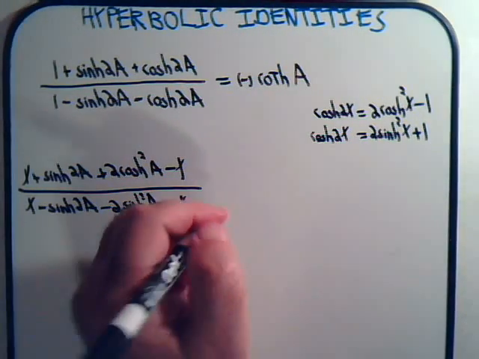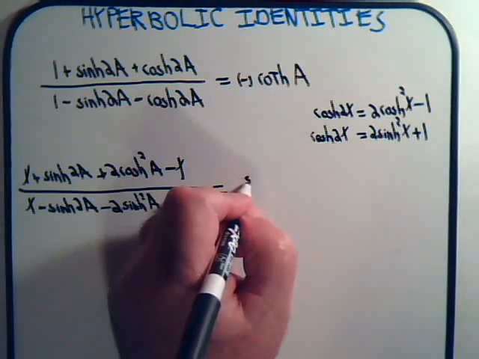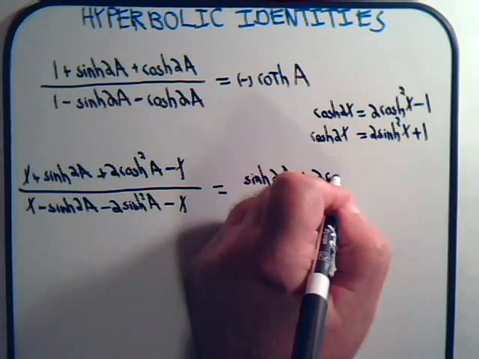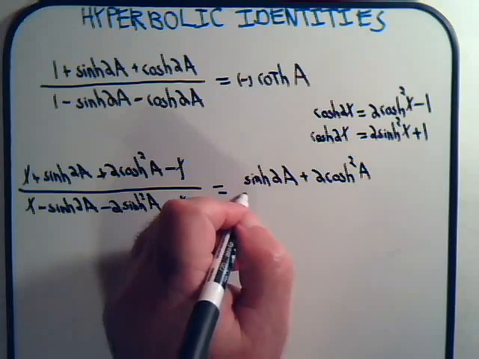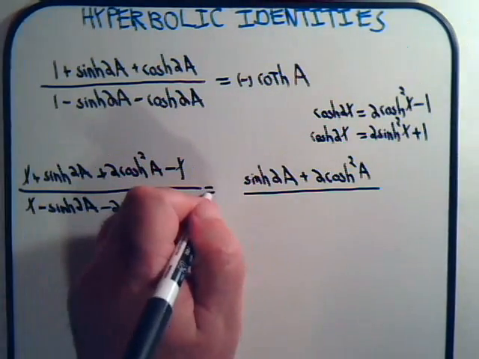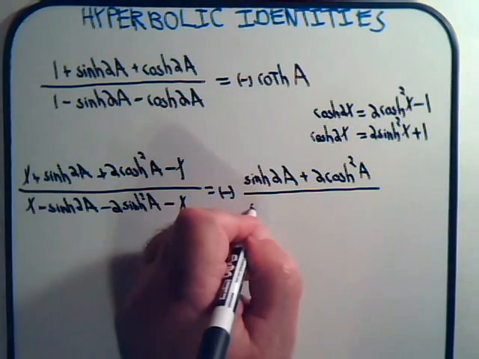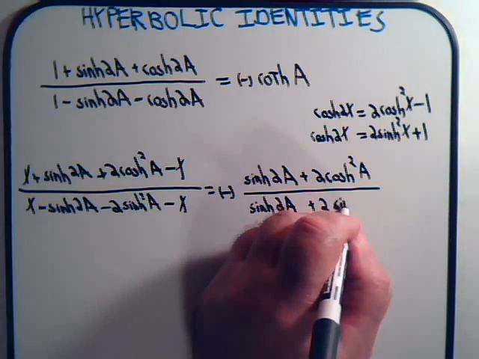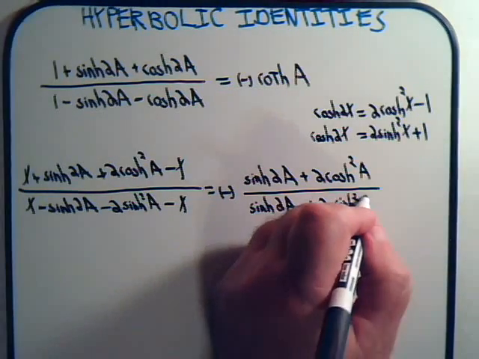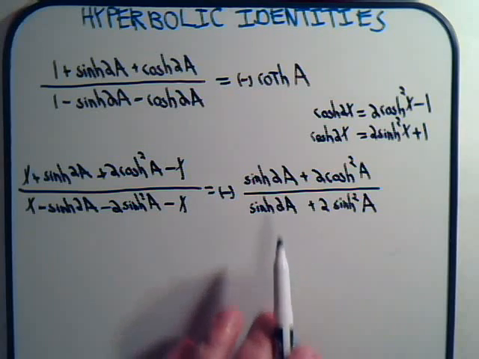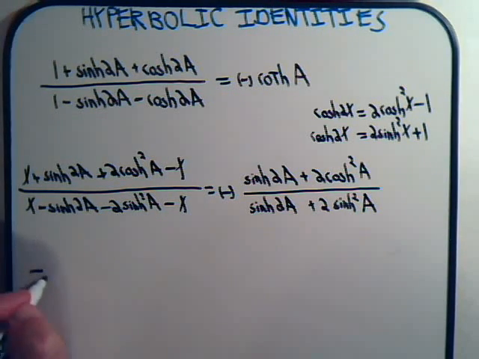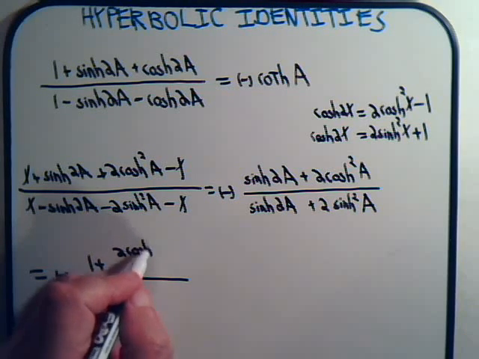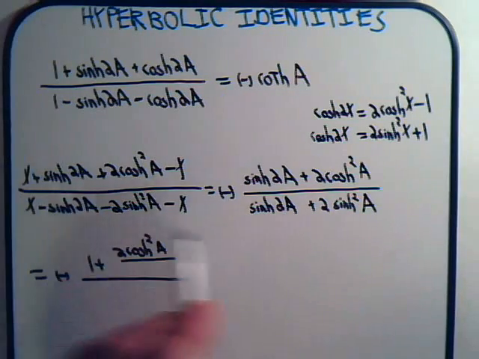We've got two negative signs down here, so let's write it like this. Hyperbolic sine of 2a plus 2 times hyperbolic cosine squared of a, divided by minus hyperbolic sine of 2a plus 2 hyperbolic cosine squared of a. And since we have this in the top and bottom terms, we went ahead and divided everything by it, so this equals minus 1 plus 2 times the hyperbolic cosine squared of a divided by this.